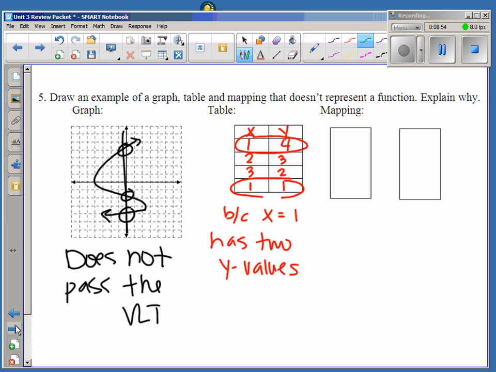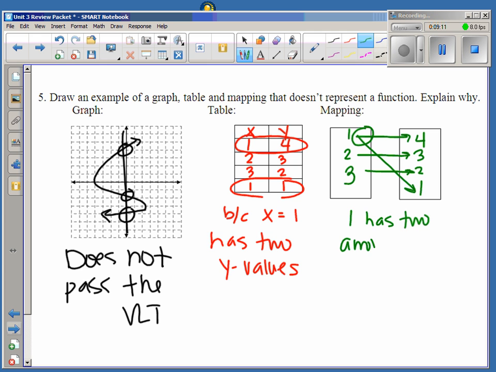Right, and I'm going to put that same table in a mapping. 1, 2, 3, 4, 3, 2, 1. 1 maps to 4, 2 maps to 3, and 1 also maps to 1. So you see right there is the tricky spot. 1 has 2 arrows, which means, okay, now that's just the simple terms. It really means that 1 has 2 y values, which makes it not a function because the definition is each x has at most 1 y.